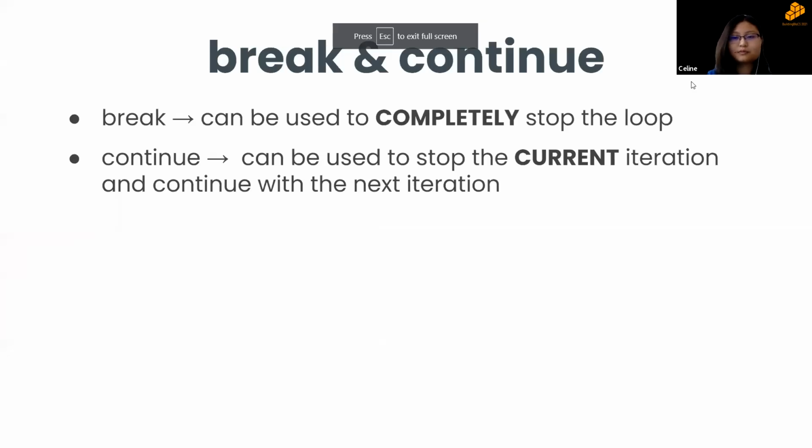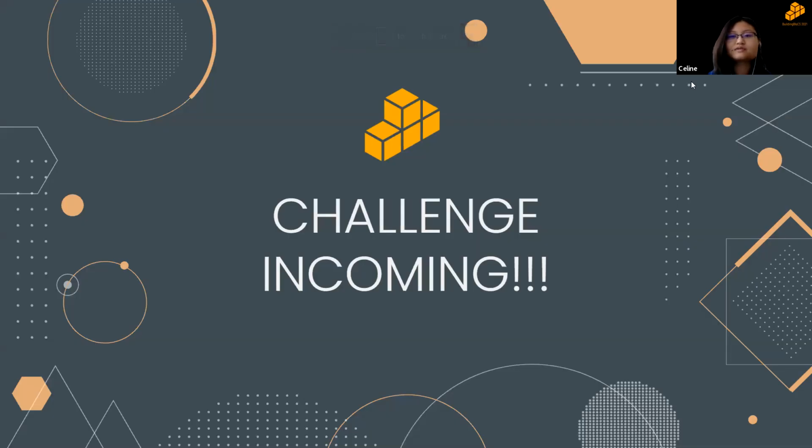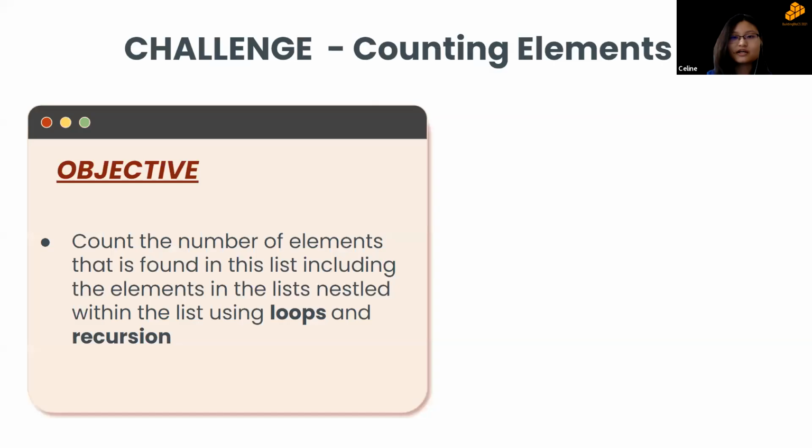Okay. So before we carry on, we have a small challenge for you to try out. What we want you to do is count the number of elements found in the list, which I believe should be in the Colab, including the elements in the lists nested within the list, using loops and recursion. So we'll give you about a couple of minutes to try it out.